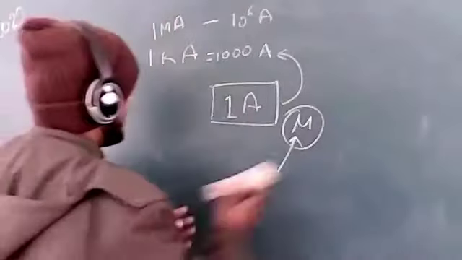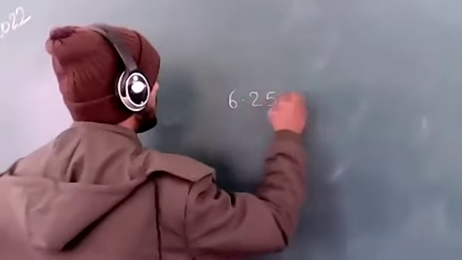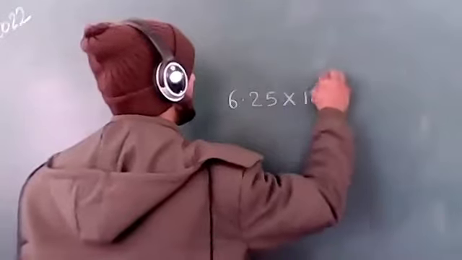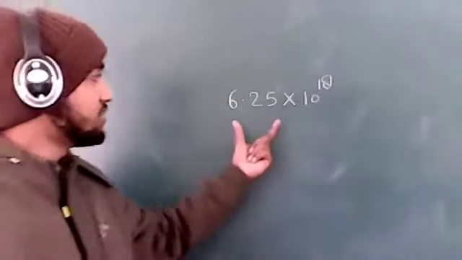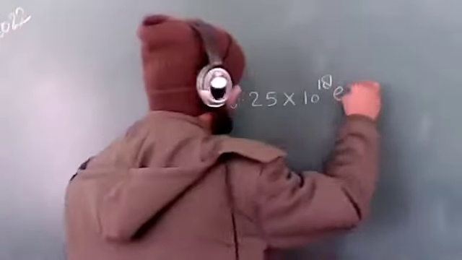Now, the relationship between current, number of electrons flowing through an electric circuit, and time. The relation is very easy. We know that as the number of electrons increases, the amount of current will increase. Suppose this much electron is flowing, 6.25 into 10 raised to the power 18. So how much charge is flowing in a circuit?